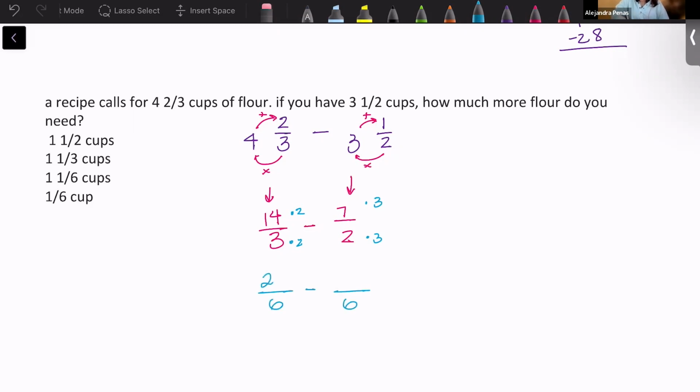14 times 2 is 28. 7 times 3 is 21. Now we can subtract. 28 minus 21 would be 7. And all of your answer choices are mixed numbers, so we just have to change this back. And this would be 1 and 1/6 cups.